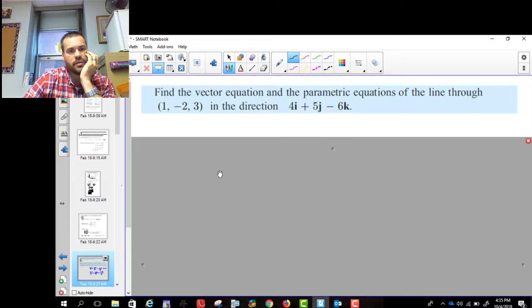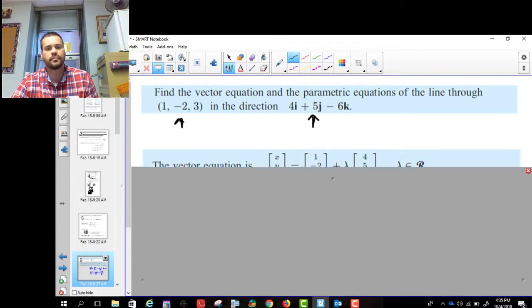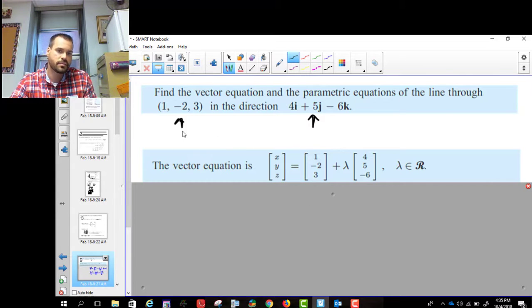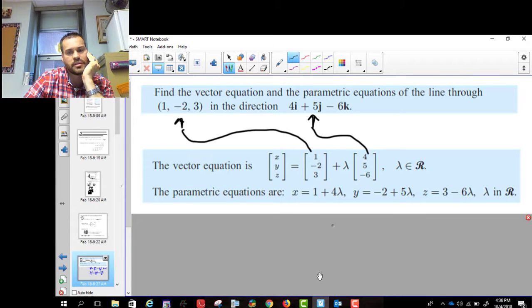So here's an example. Find the vector equation and the parametric equations of the line through this point and in this direction. In order to find the vector equation of a line, you need the position vector. This is the position vector, 1, minus 2, and 3. This is the direction vector. The position vector goes first, and then the direction vector goes second, and it's multiplied. The direction vector is always multiplied by a parameter. From that, you can get x equals 1 plus 4 lambda, y equals minus 2 plus 5 lambda, and z equals 3 minus 6 lambda as your parametric equations.